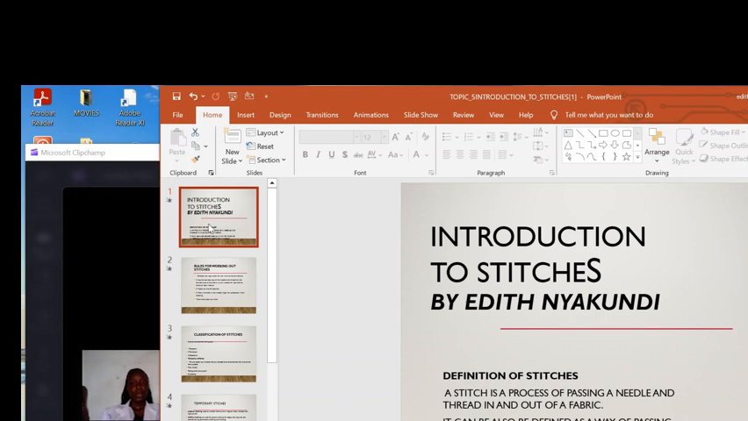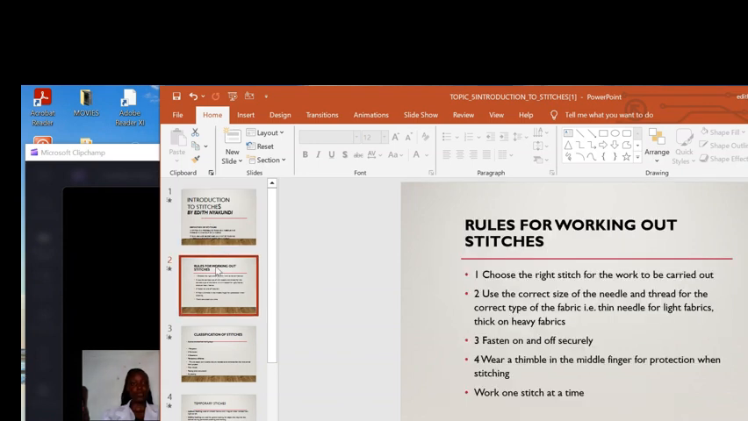We have looked at an introduction to stitches, whereby we said a stitch is a process of passing a needle and thread in and out of a fabric. We also looked at rules for working out stitches. The first point was to choose the right stitch for the work to be carried out. The second one, use the correct size of the needle and thread for the correct type of fabric. That is thin needle for light fabrics and thick on the heavy fabrics.